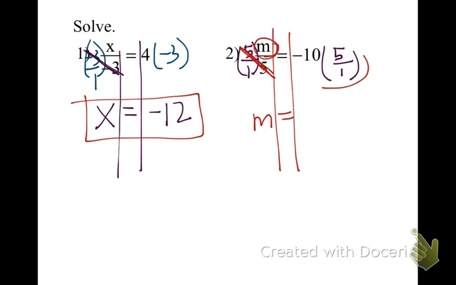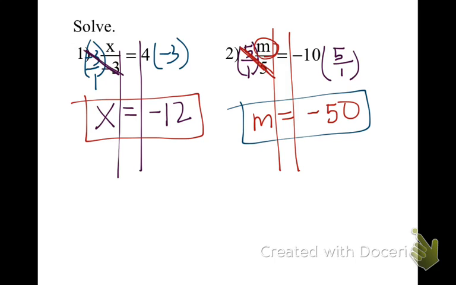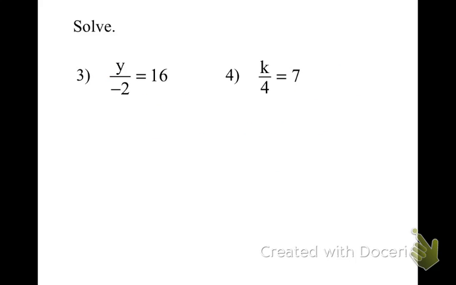equal to, now what's negative 10 times 5? It's going to give me negative 50. And is m all by itself now? Yes, it is. Since it's all by itself, that means my answer is going to be negative 50. Now, go and write down number 3 and number 4 and go and try to solve them on your own.